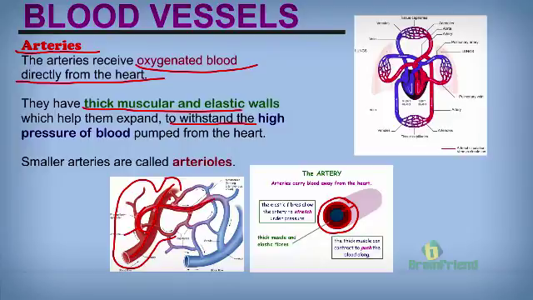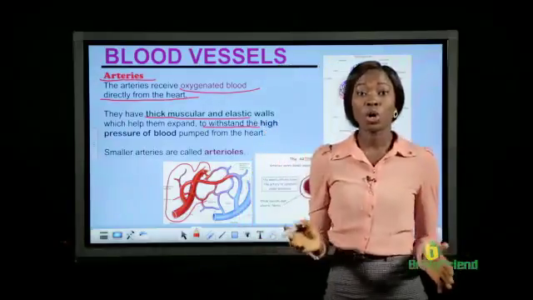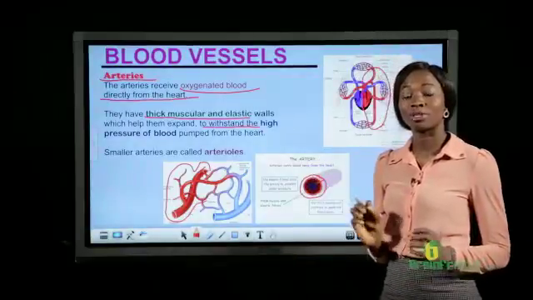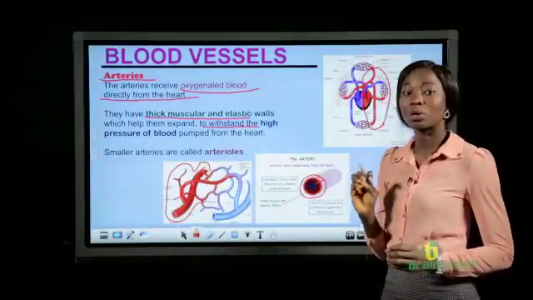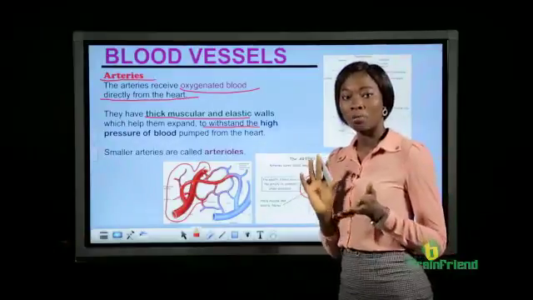You can also see arteries here colored in red. They are colored in red because they transport oxygenated blood directly from the heart. Don't forget, the blood that comes from the heart is usually at high pressure.